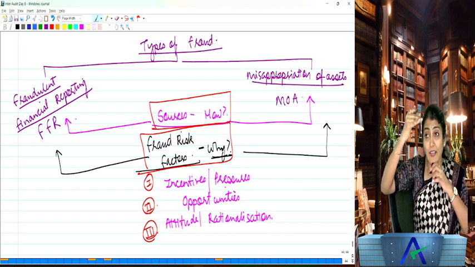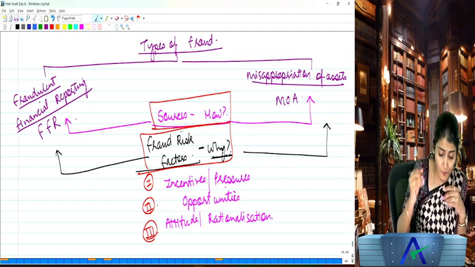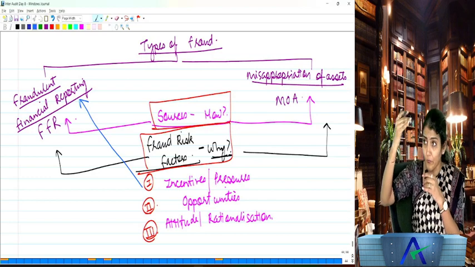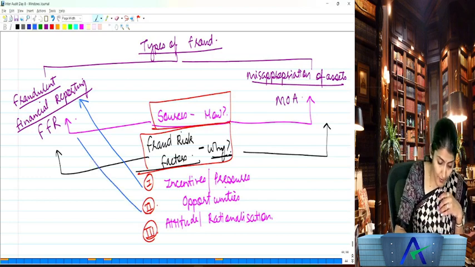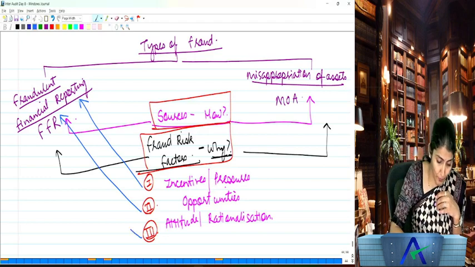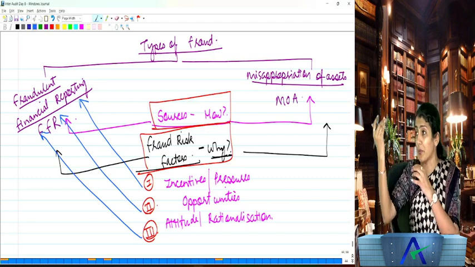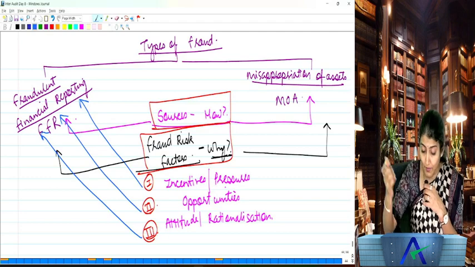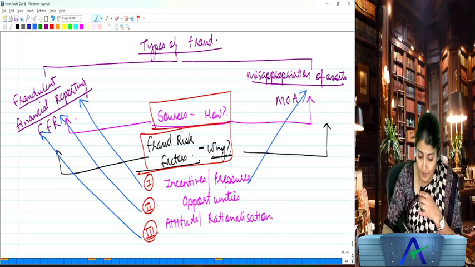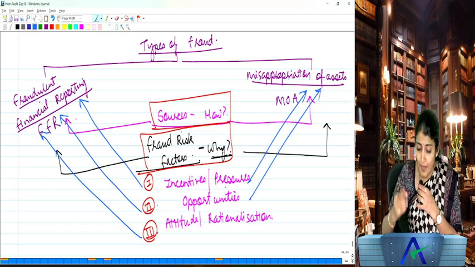So now we have 6 questions over here. Everybody please look over here carefully. What are the 6 questions we have over there? What is the incentive pressure behind doing the fraudulent financial reporting? What is the opportunity behind doing the fraudulent financial reporting, and what is the attitude rationalization, the justification behind doing the fraudulent financial reporting? And here what do we have? What is the incentive behind misappropriating the asset? What is the opportunity from where you are able to misappropriate the asset?